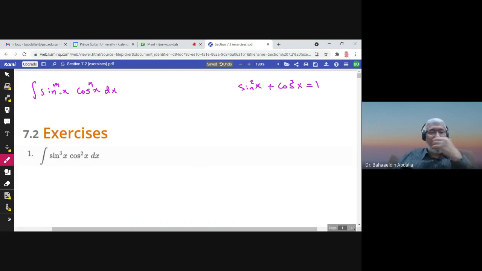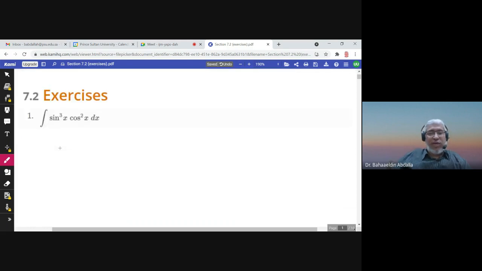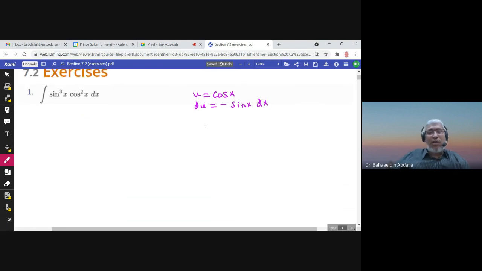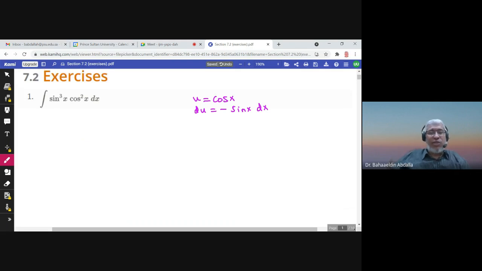So if one of the powers is odd, for example, here the power of sine is odd, so immediately we take u as cosine, and then we find du. Du is negative sine x dx. That's the derivative of cosine. And then we arrange this integral in a way that we can use this substitution.